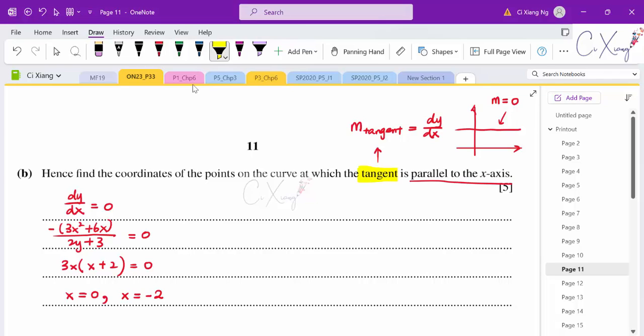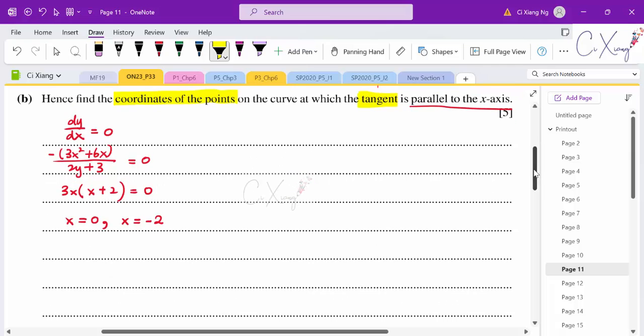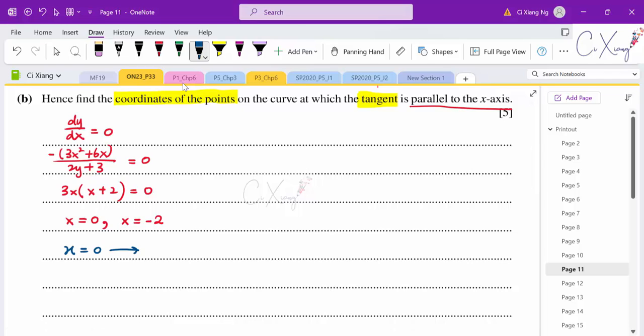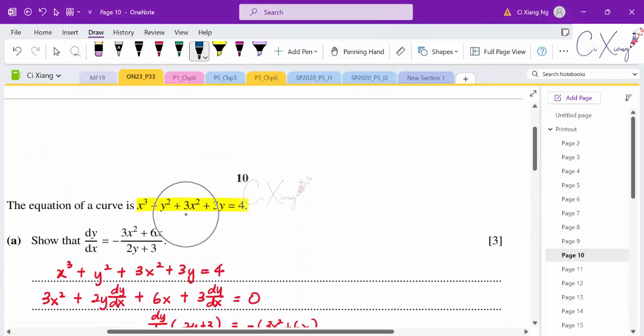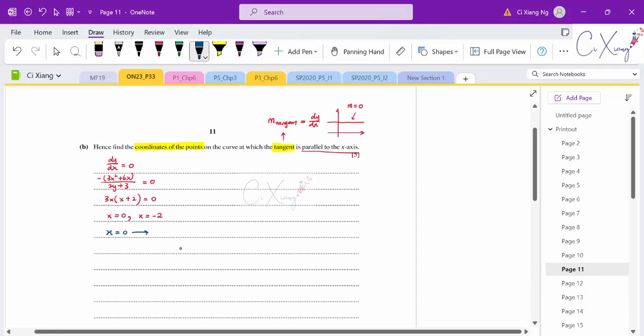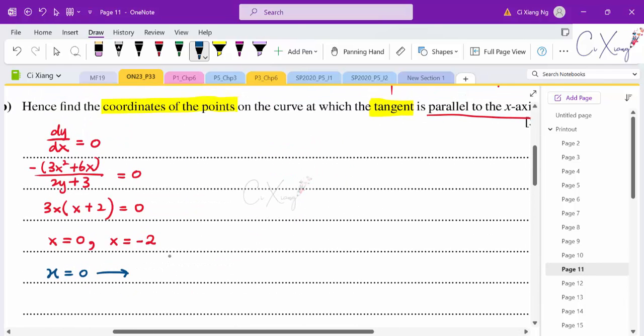For this question, they're interested in the coordinates of the points. So we successfully get the x coordinates already. Now we need to continue further to get the y coordinates for these 2 points. How to get the y coordinates? First we let x equal to 0. When we let x equal to 0, what happens to the original curve? If I let x equal to 0, I get something in terms of y. So I'm having y squared plus 3y equals to 4.